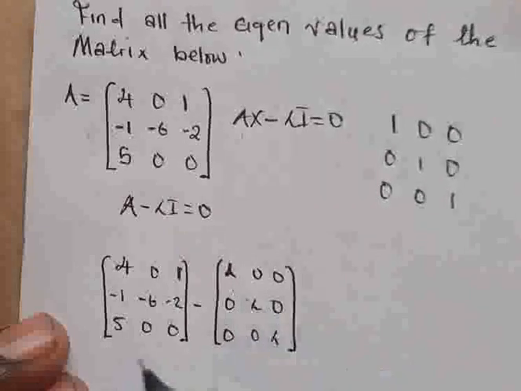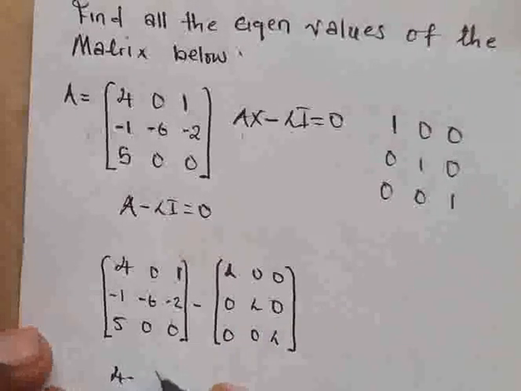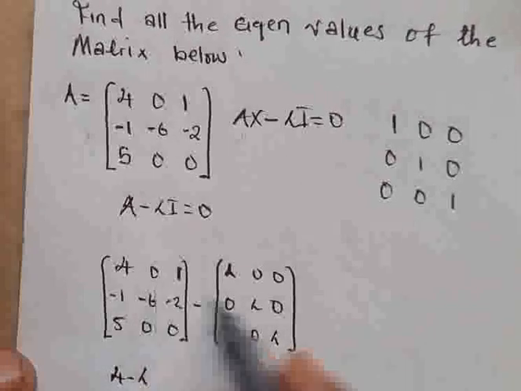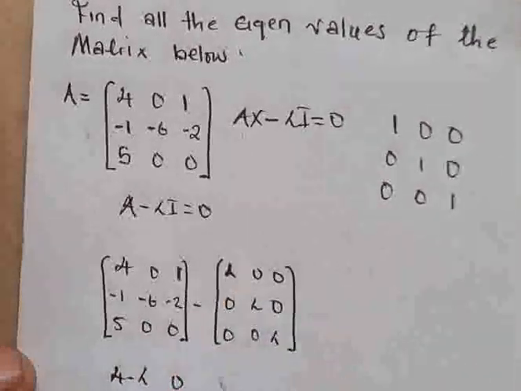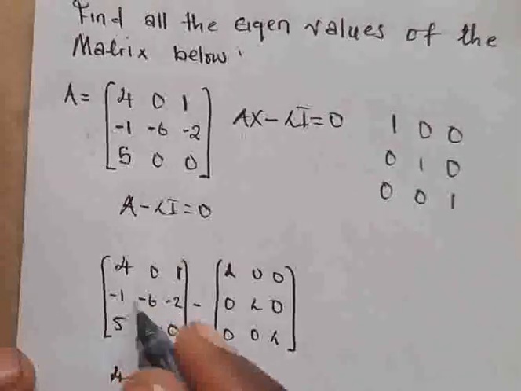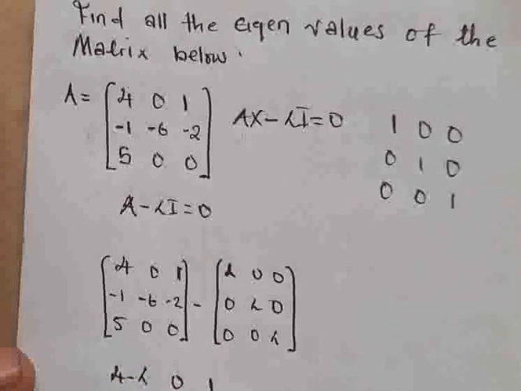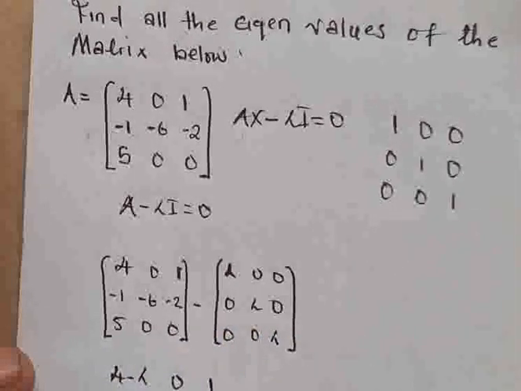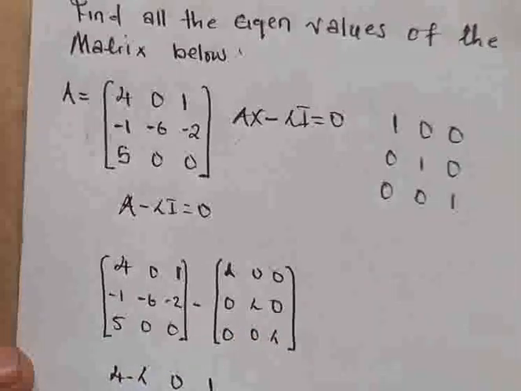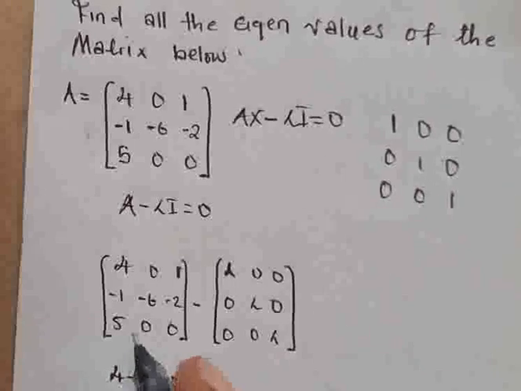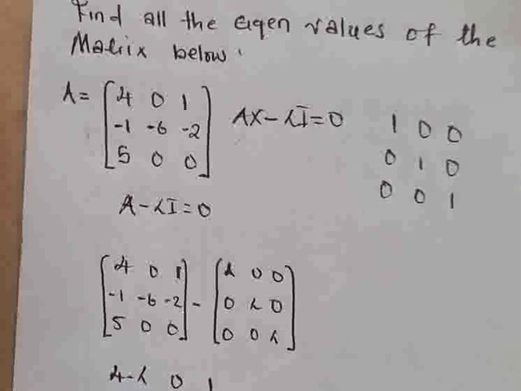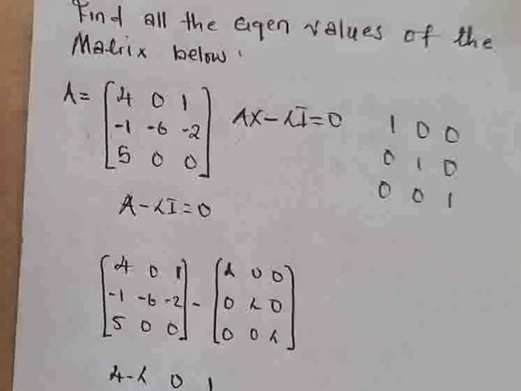So 4 minus lambda, it will be 4 minus lambda. Then what else do we have? 0 minus 0, it's 0. 1 minus 0, it is 1. Negative 1 minus 0, it is negative 1. Negative 6 minus lambda is negative 6 minus lambda. Negative 2 minus 0, it's negative 2. 5 minus 0, it's 5. 0 minus 0, it's 0. 0 minus lambda, it's negative lambda.